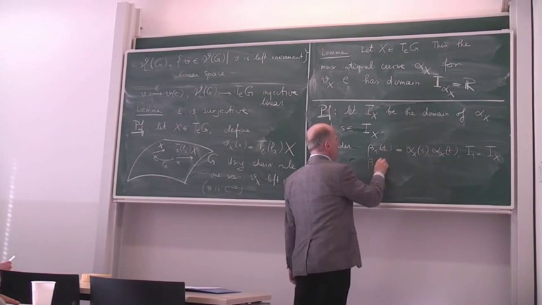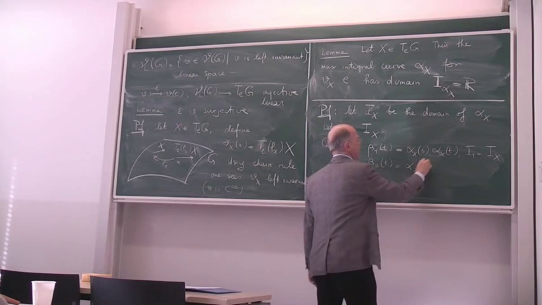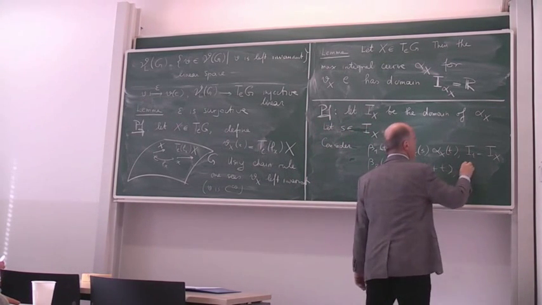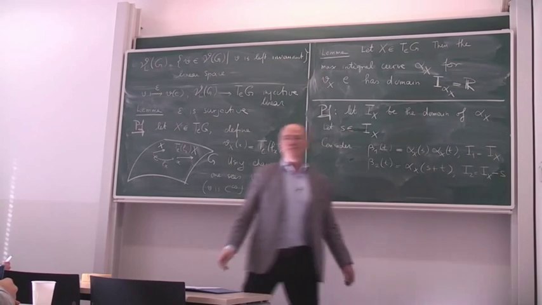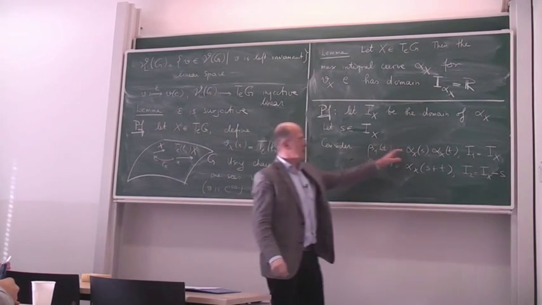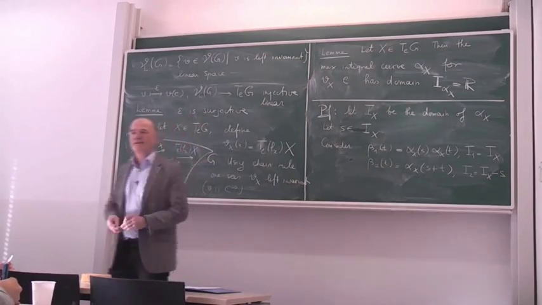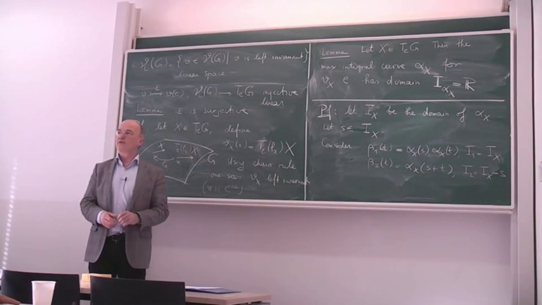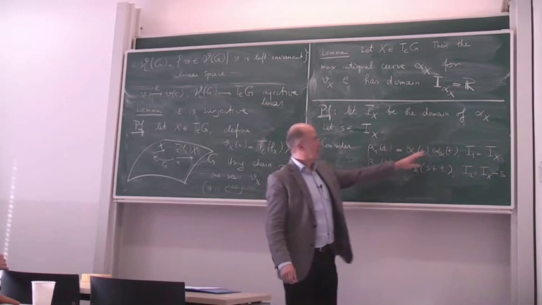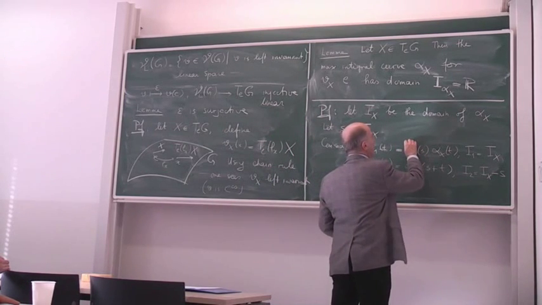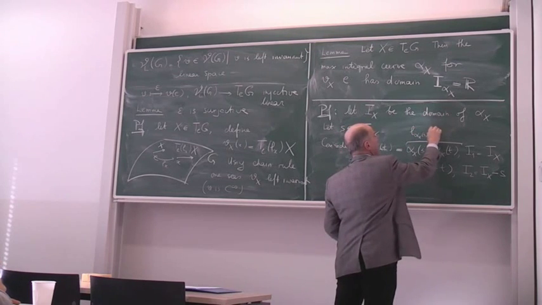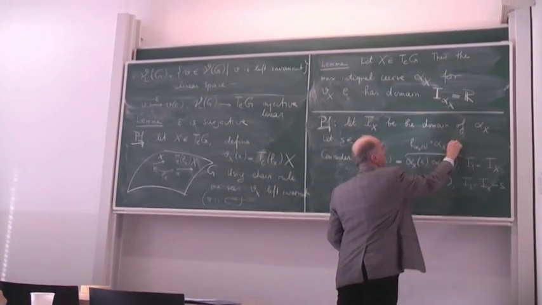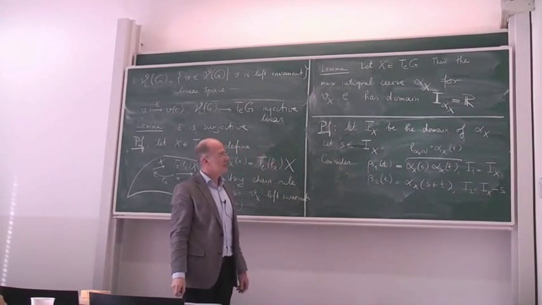We may also consider beta 2 of t is alpha x of s plus t. And now the domain of definition is I x minus s. These are the two constructions that we applied in general to integral curves for vector fields. Here we use left translation by this particular element, which is a diffeomorphism applied to alpha x and evaluated in t.